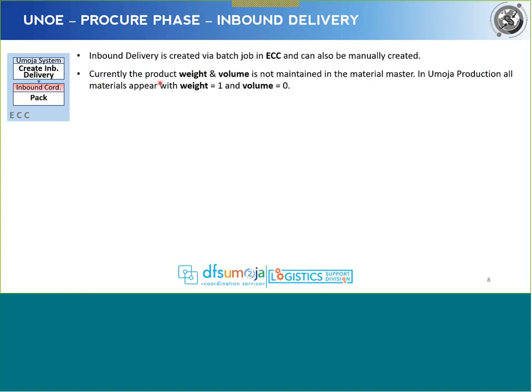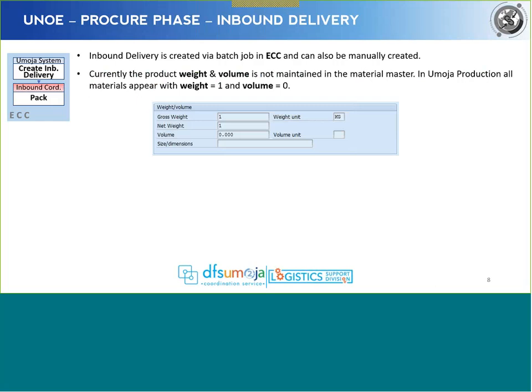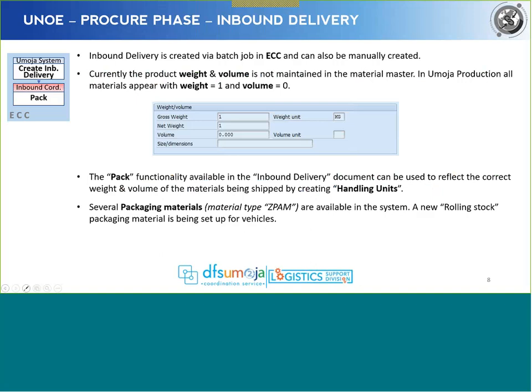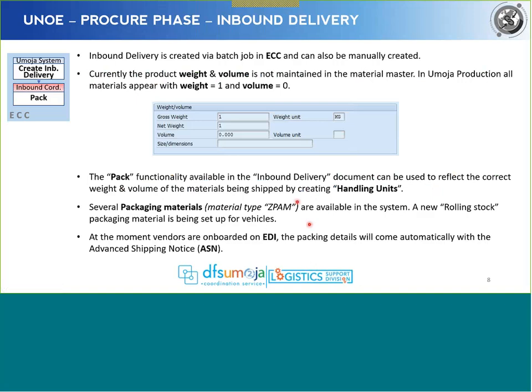Since you're asking that, I'm going to go through it. So you see here, currently the product weight and volume is not maintained in the material master. In Umoja production, all materials appear with weight 1 and volume 0. Okay, so initially that's the idea. Now, the pack functionality available in the inbound delivery document can be used to reflect the correct weight of the materials being shipped as handling units. However, besides the material types that we're going to be selecting, all this was manual work, which again could cause more errors and more issues.